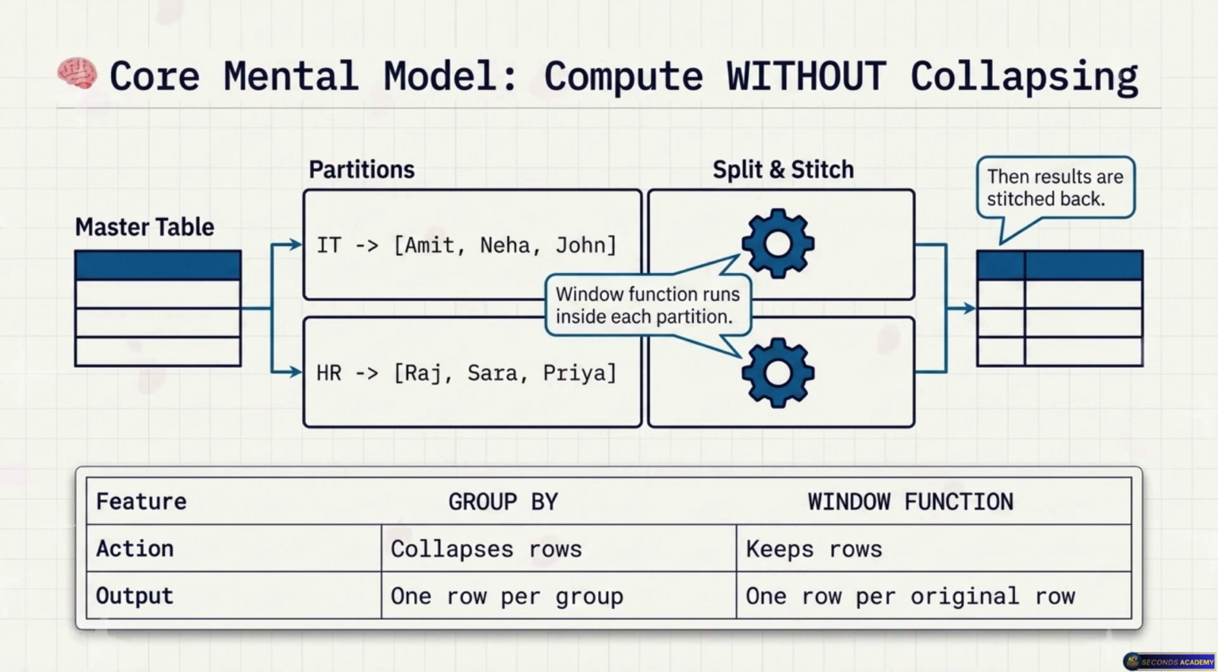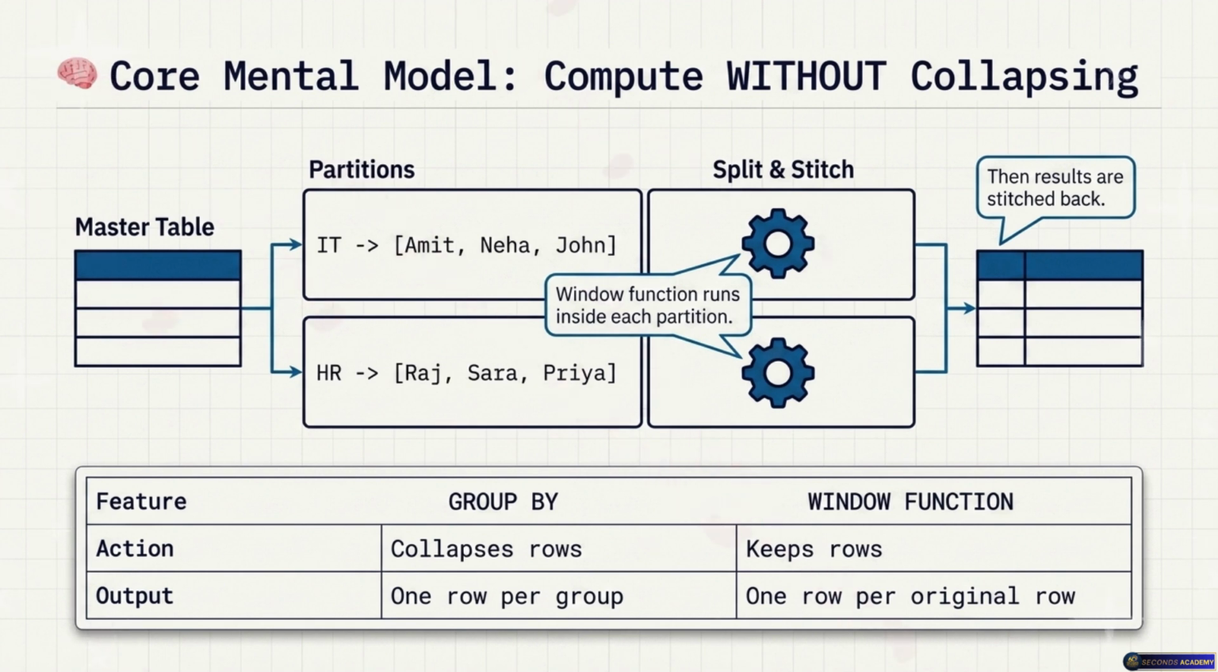Exactly. Let's visualize the database engine working under the hood to achieve this. When you invoke a window function, the engine does not blend the data. Okay, so what does it do instead? Imagine it temporarily splitting your table into isolated memory partitions, like little mini tables based on the categories you define. Oh, so it dynamically creates one temporary partition just for IT, holding Amit, Neha, and John. Right, and it spins up a parallel partition for HR, holding Raj, Sarah, and Priya. The logic then executes inside each of those isolated environments to rank the salaries.